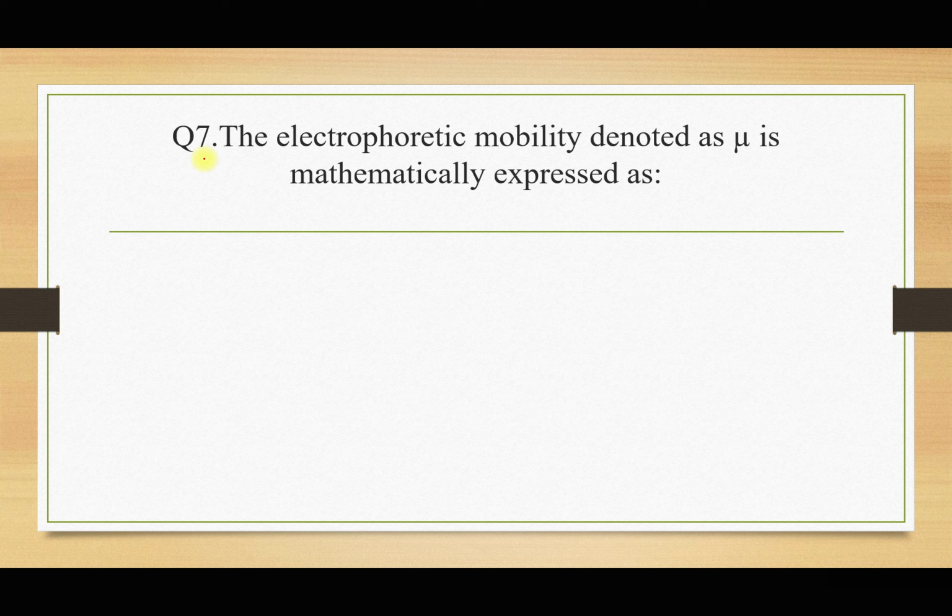Question number 7. The electrophoretic mobility, denoted as mu, is mathematically expressed as. This has been asked in previous years in a number of exams. Option A, VE. B, E/V. C, 1/EV. D is V/E. The correct one is option D. The mobility is expressed as the rate of migration divided by the electric field.